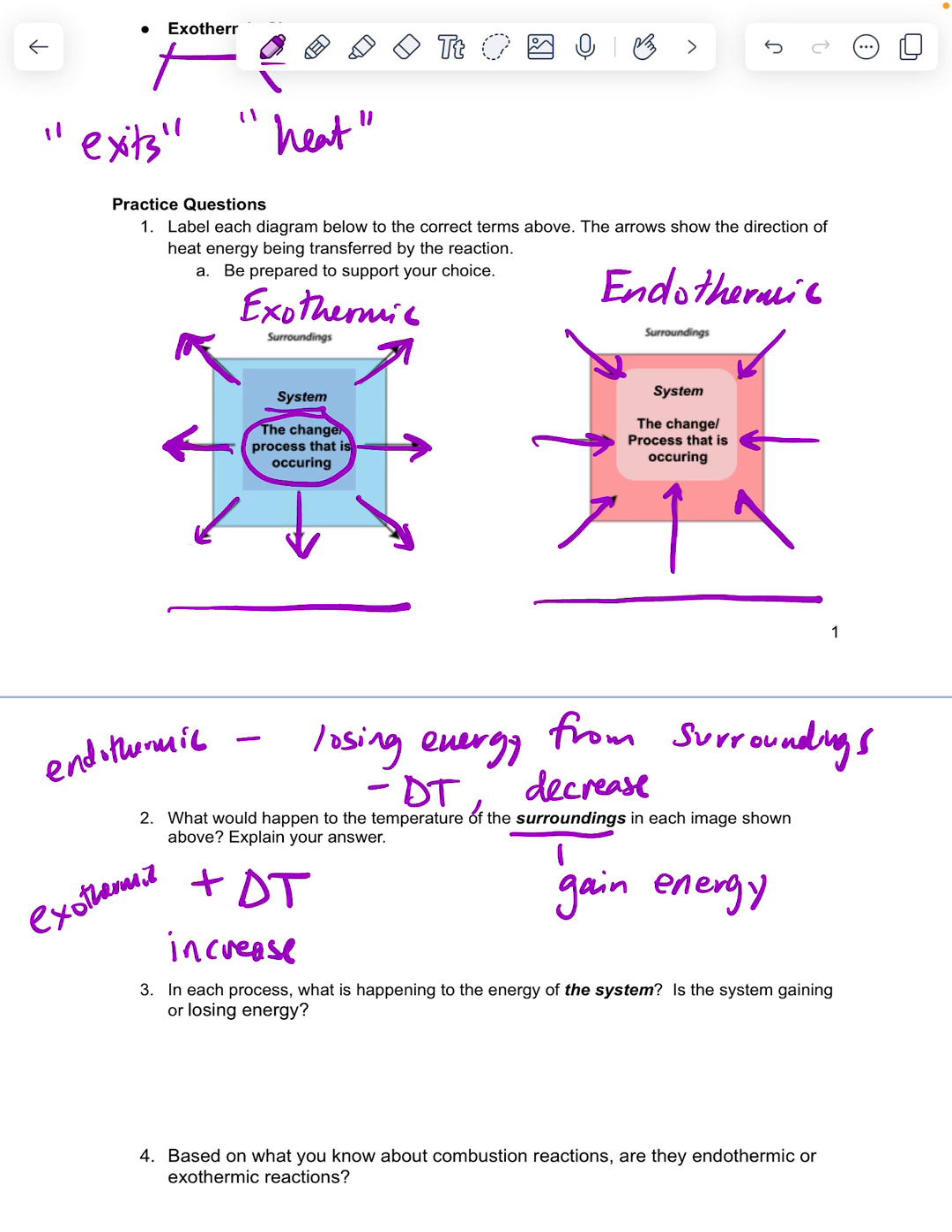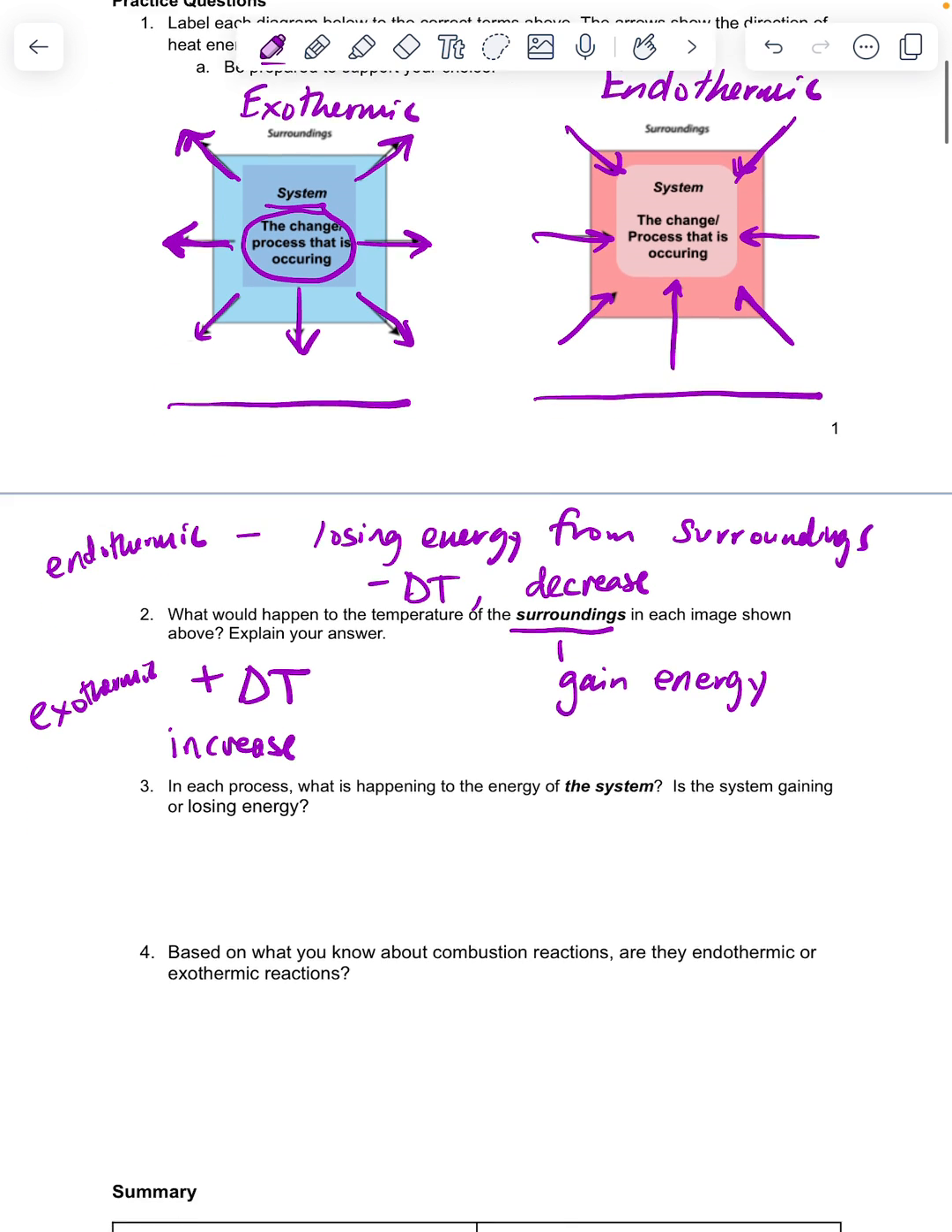So remember, you and I are part of the surroundings. We are not part of the reaction that's taking place. So we are outside of that reaction. If that reaction releases heat to us, then we're going to feel warm and our temperature will go up. We gain energy when the system loses energy. And then vice versa, if we are feeling a chemical reaction that's taking place and there's heat going into it, then that energy is going to come from us. And therefore, we will lose energy and our temperature will go down.